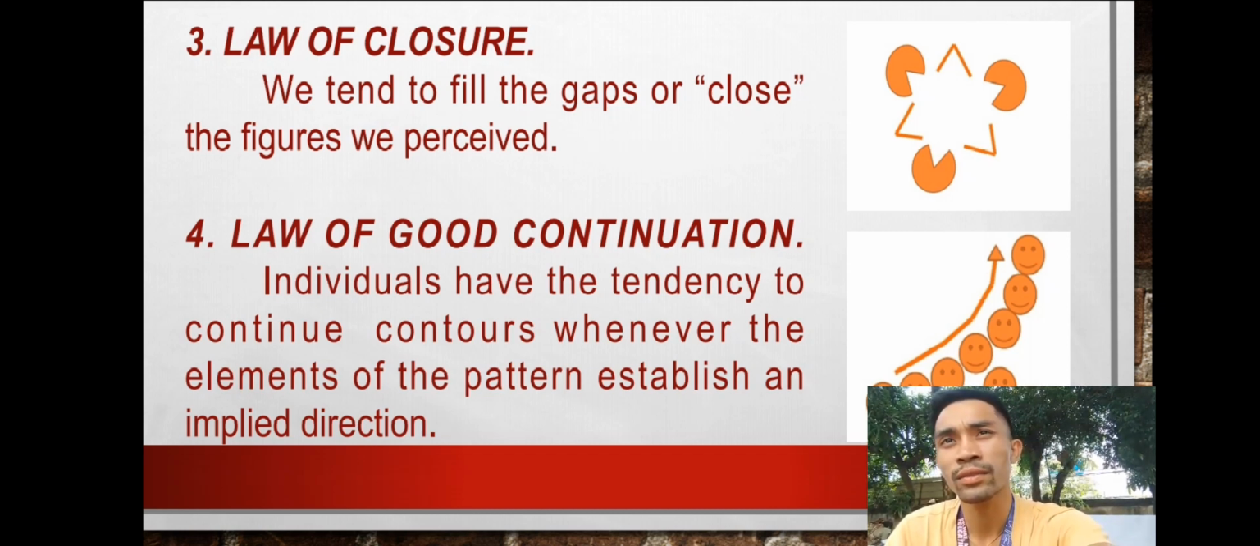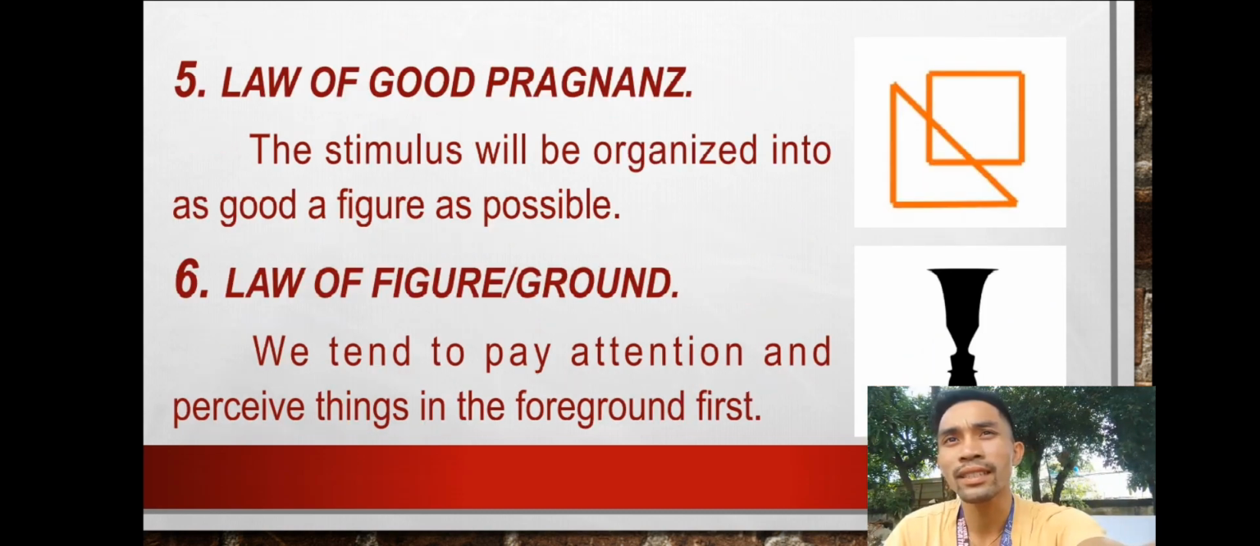And next is law of good continuation. So in law of good continuation, individuals have the tendency to continue contours whenever the elements of the pattern establish an implied direction. The fifth one is law of good pragnanz. So that stimulus will be organized into as good a figure as possible. So the last one is law of figure and ground. So here in law of figure and ground, we tend to pay attention and perceive things in the foreground first. So that is the Gestalt principles.